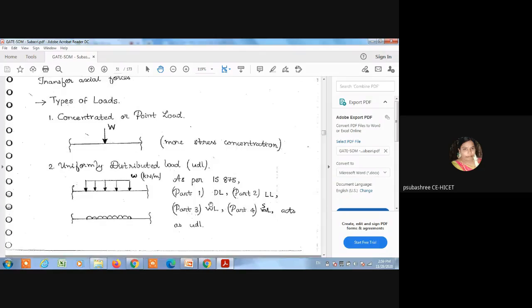And what are the types of loads? Concentrated or point load. The first one is the point load or concentrated load. Refer to this figure. The W means the point load. The unit of point load is newton or kilonewton.